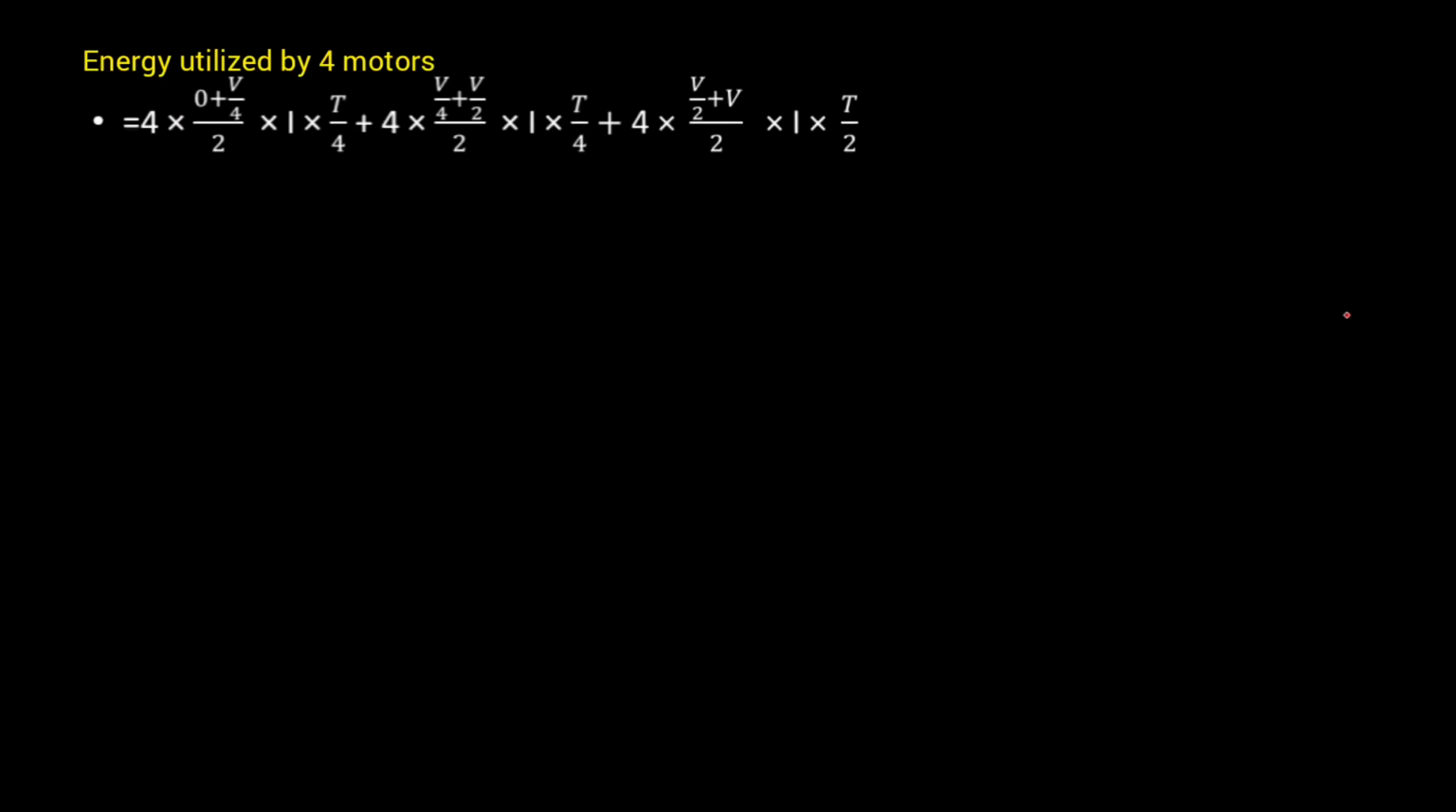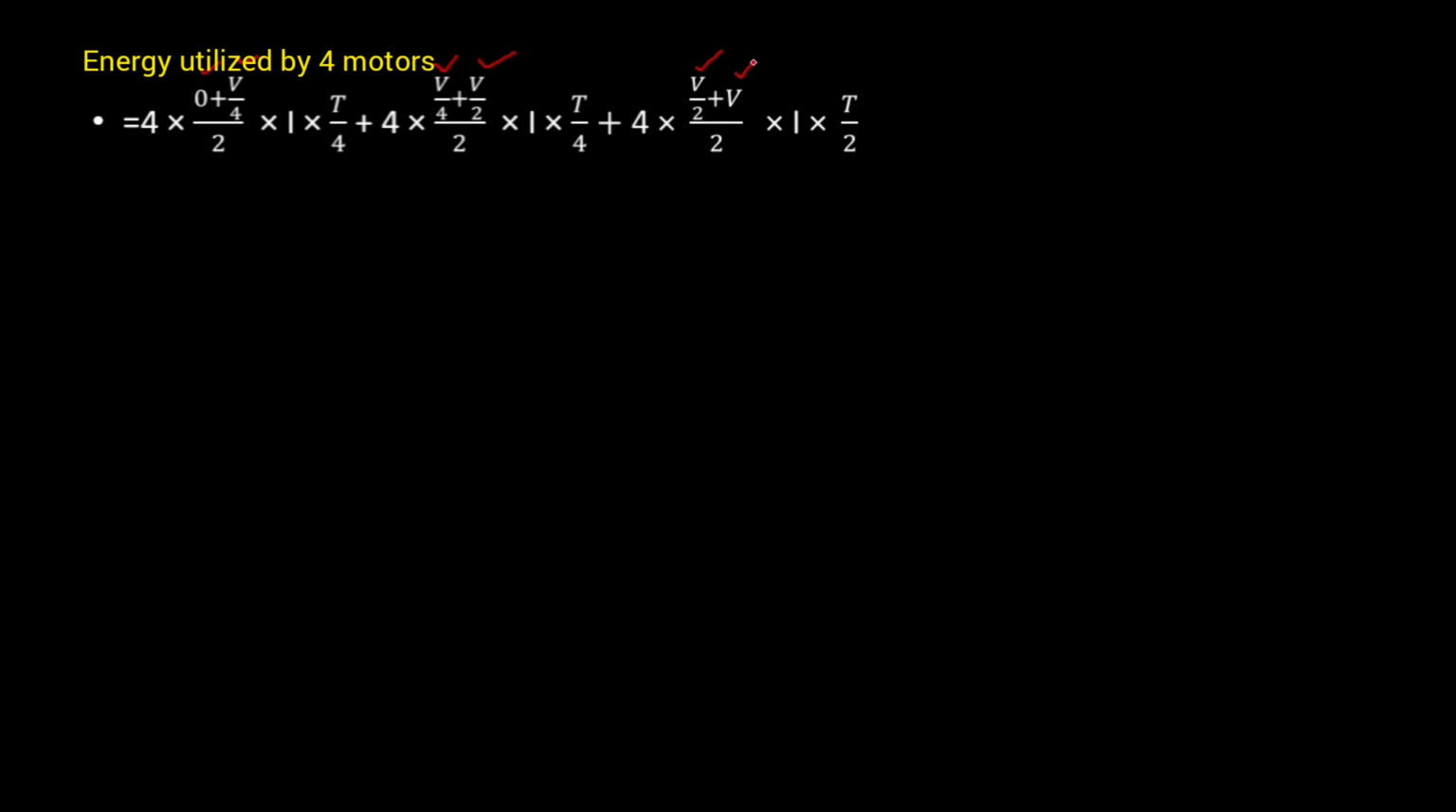The voltage across the motor will increase from V by 2 to V in time t by 2 seconds. So if I look at the derivation, all the average values have to be added, as we know in series and parallel connections. Because the number of motors is 4, we multiply by 4, or else you can take it out common and then add all these things. Initially the voltage was increasing from 0 to V by 4. Then it increased from V by 4 to V by 2. Now it is finally increasing from V by 2 to V.